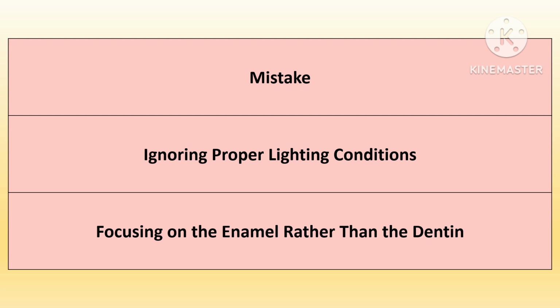First of all, ignoring the proper lighting condition. Always choose a shade under natural light or 5500 Kelvin artificial light to ensure accurate color matching. Focusing on enamel rather than the dentine can also be a source of mistake in shade selection. Start by assessing and selecting the dentine color first, as it provides the base color. Enamel is translucent, so its color is influenced by the underlying dentine.